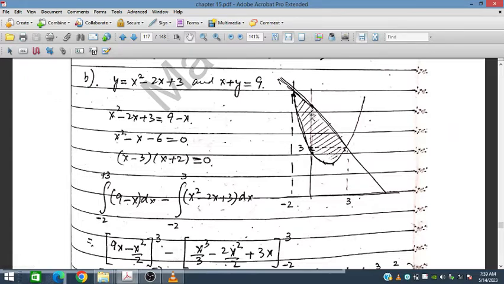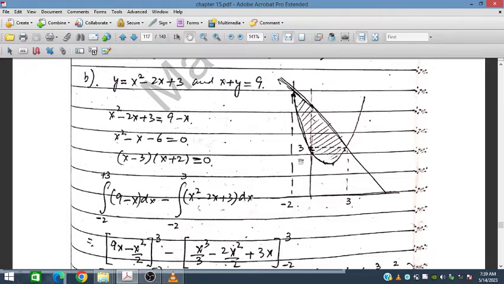So we have this area, and then we have this white area. So we take this area from here by integrating, and then we take this white area, subtract from this overall area, we will get this shaded area. This is the idea that we are using in every problem here.